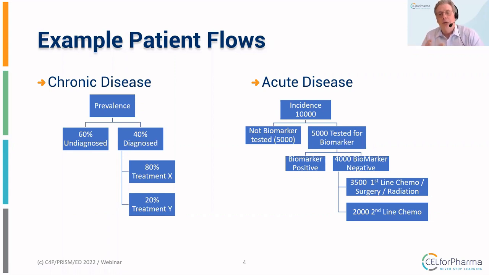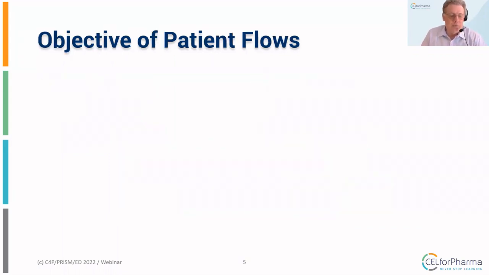and then maybe 2,000 of those surviving to get a second line of chemo. So you see a slight difference here in the fact that a chronic disease patient flow is more of a picture. Where are the patients? In acute diseases, the patient flow sees how many patients go through a specific stage of their disease during a particular time period.